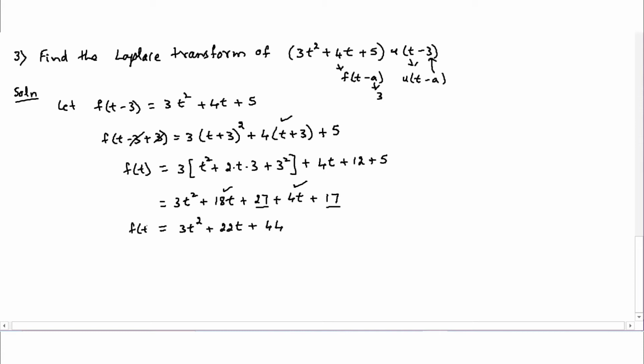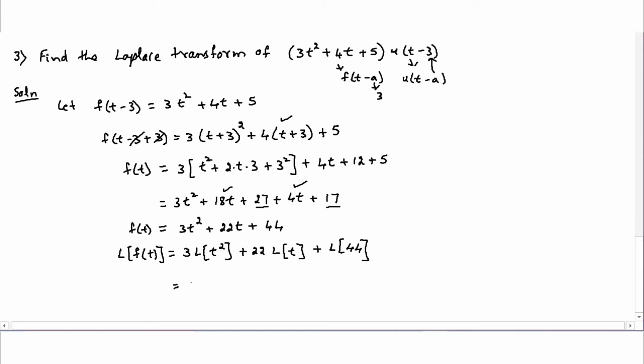So we got f of t value. Now we'll take Laplace transform. So Laplace transform of f of t will be equal to 3 is a constant, we'll take outside, is Laplace transform of t square plus 22 times Laplace transform of t plus Laplace transform of the constant 44.